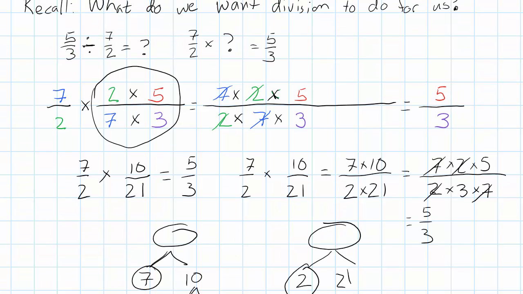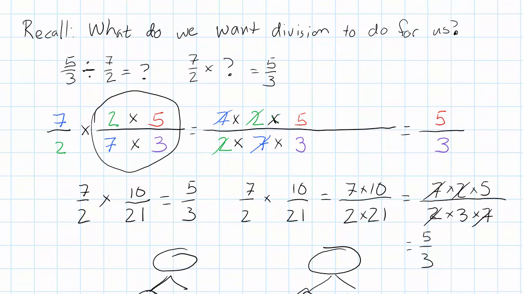Okay. This process that we just used is incredibly tedious. We don't want this to be our usual procedure for dividing fractions, right? Well, let's take a look at what actually happened here. What we saw is that 5/3 divided by 7/2 was what we got when we took 5/3 and multiplied it, not by 7/2, but by 2/7.